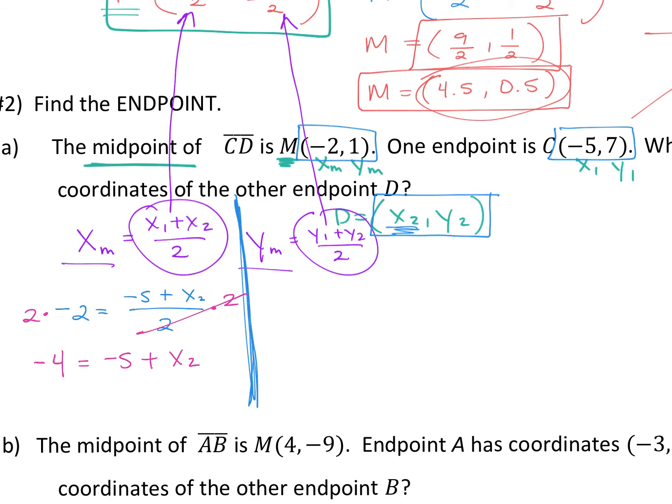Okay, so here's our new setup. Now add 5. That means 1 is my x sub 2 value. Okay, now let's set up our y's. What's going to go here? My y sub m.